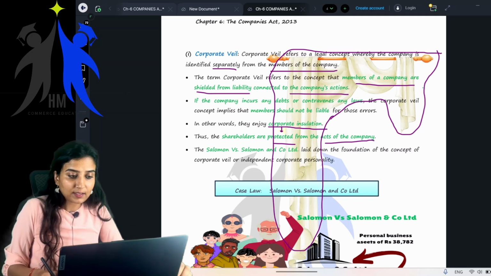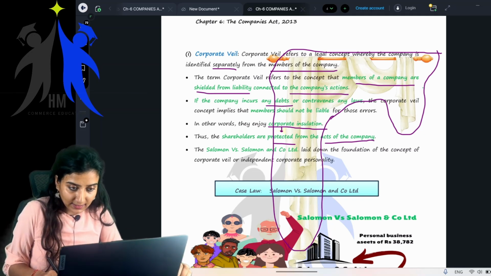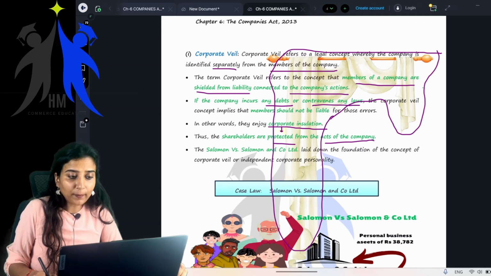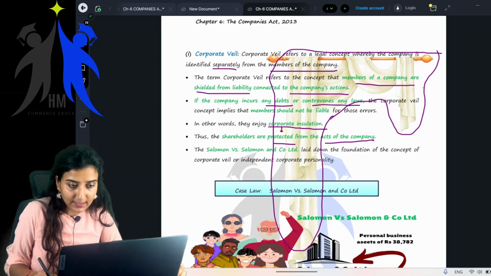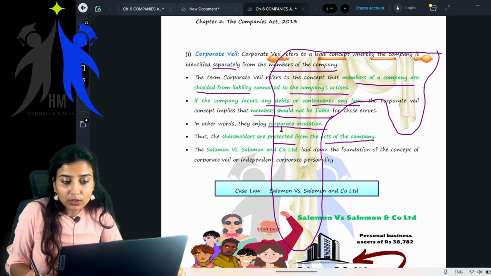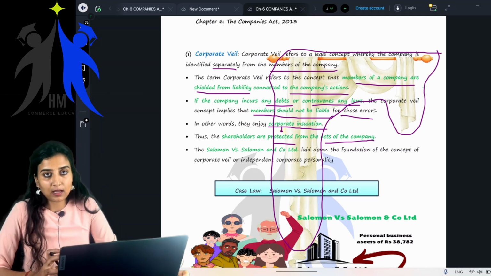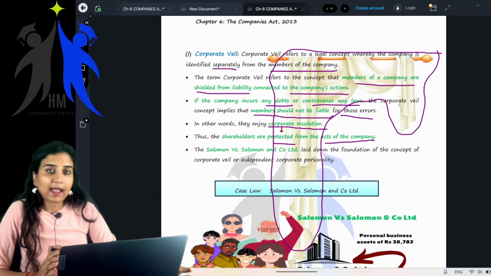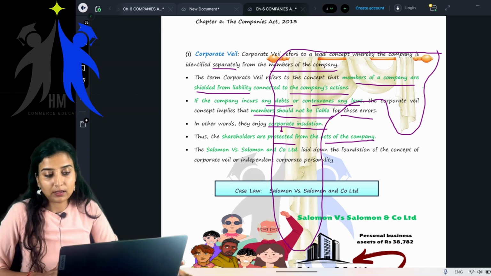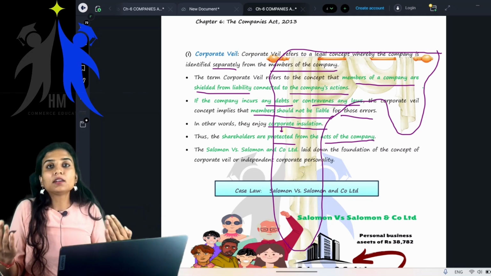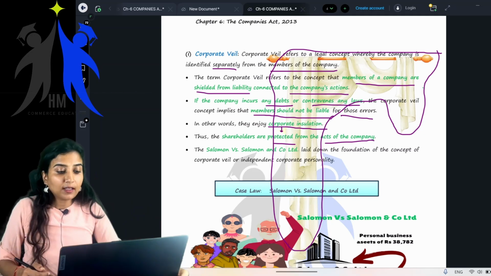Getting it? Yes, ma'am. If the company incurs any debts or contravenes any laws, the corporate veil concept implies that the members should not be liable for those errors. We as members are not liable for the actions of the company. That is nothing but the corporate veil, or the shield, or corporate insulation.